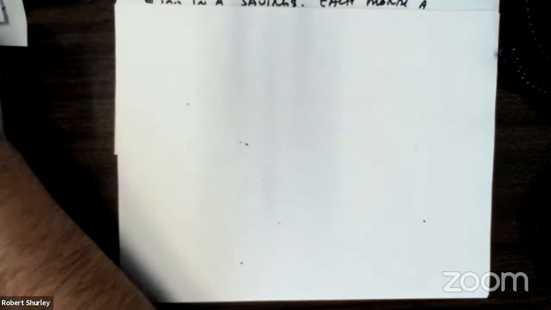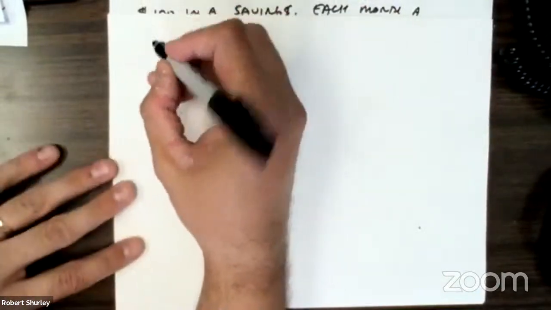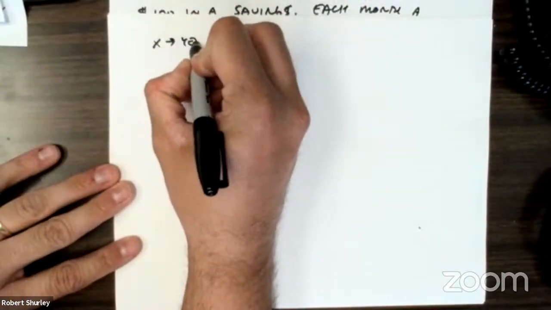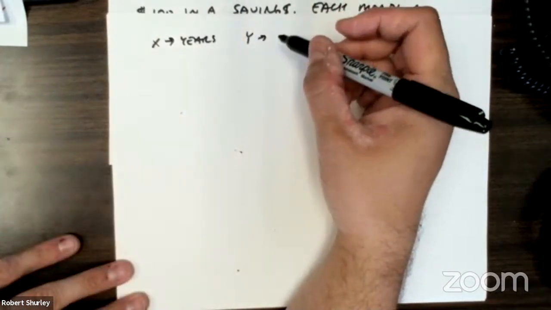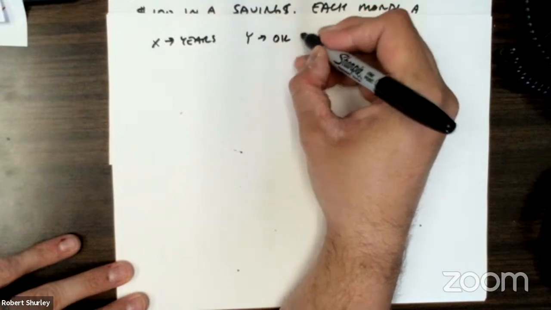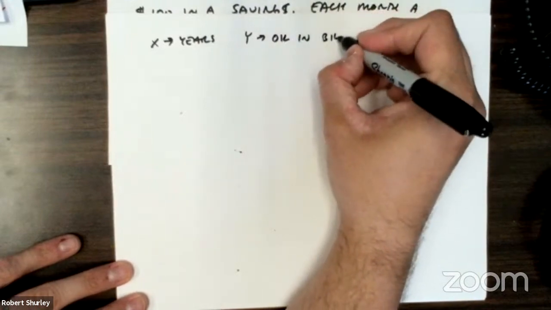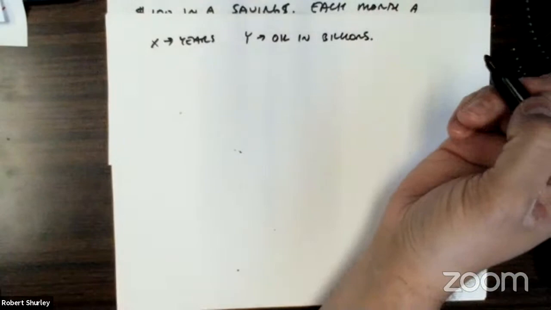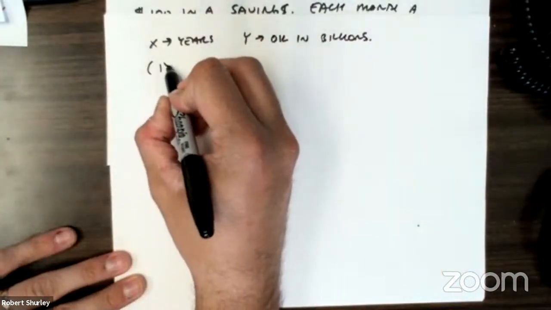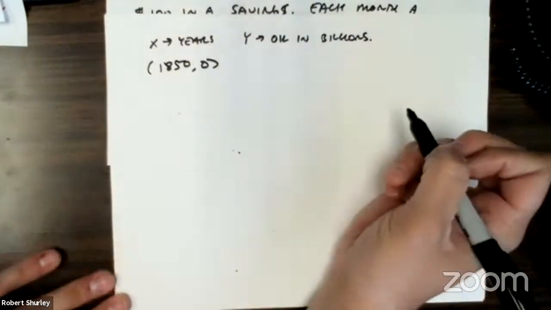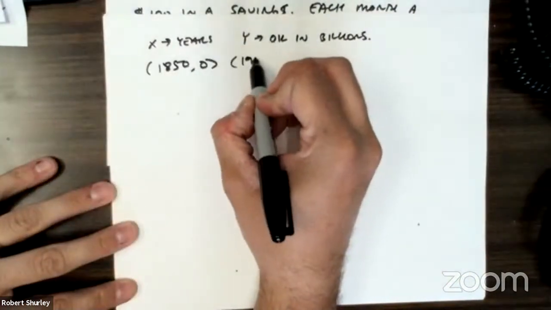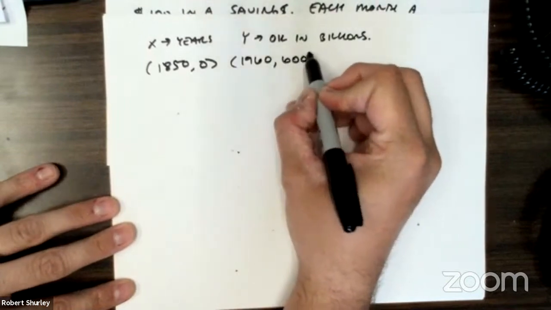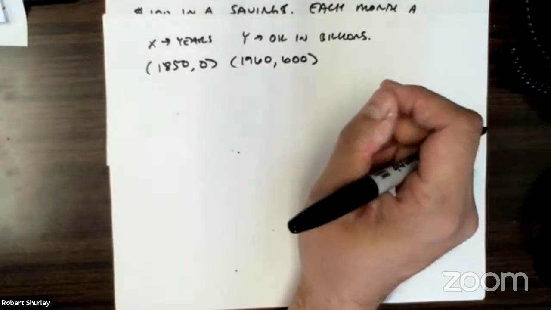Okay, so we've got these two coordinates. Let's make our x value years, and our y value crude oil. I think they do it in billions. Oil in billions, okay? So in 1850, we were using no oil. I mean, they said it was so little, you might as well say it's 0. In 1960, though, we were up to 600 billion cubic meters used.